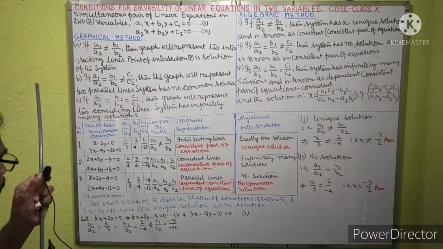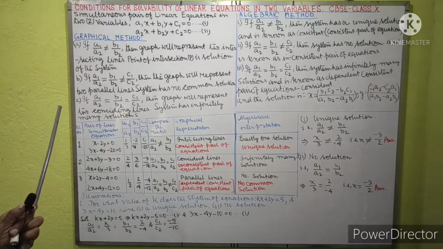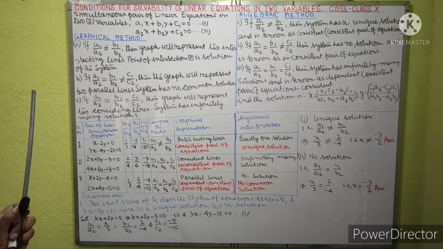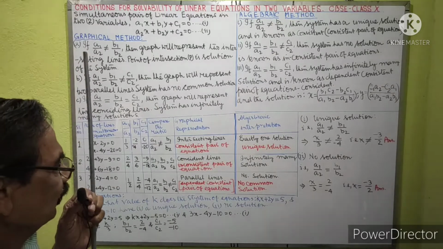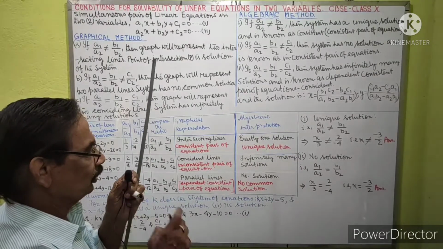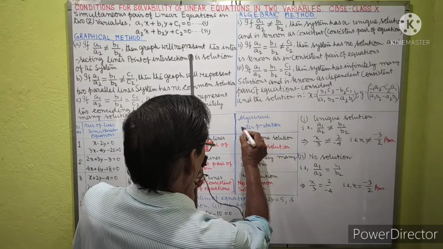It will be minus 4, and c1 by c2 equal to 0 by minus 2. It is seen here that a1 by a2 not equal to b1 by b2 in the first serial number, that is intersecting lines and consistent pair of equations. Take care to understand these things, and the algebraic interpretation will be like that: exactly one solution, that is a unique solution.